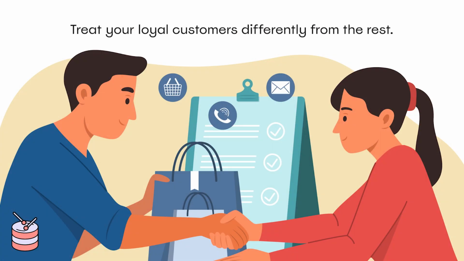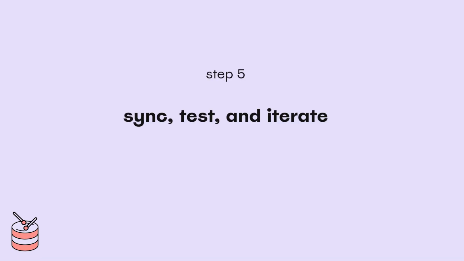It's always a good idea to treat your power users or loyal customers slightly differently than the rest. So that was step 4. Treat customers and non-customers differently. Finally, step 5 is to sync, test, and iterate.